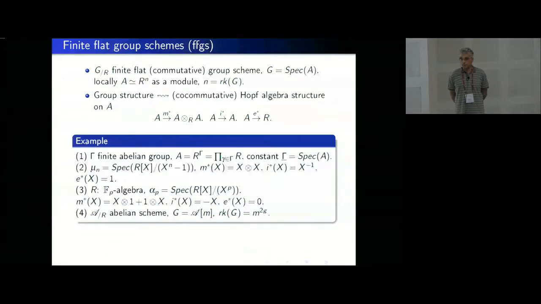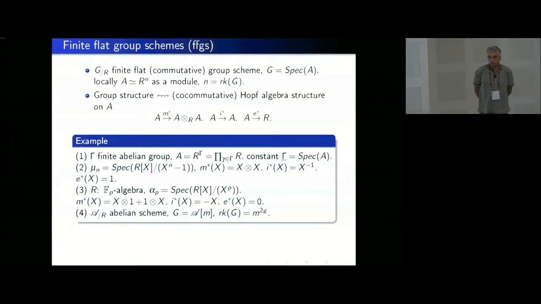And then we have some examples, and I assume that you've seen them, but let's go quickly over these examples. First of all, to any finite abelian group gamma, you can construct a constant group scheme whose Hopf algebra is just R to the power gamma. You have the nth root of unity group scheme, mu n, and in characteristic p, the famous group scheme alpha p, both of which are given very explicitly. You can really write down the Hopf algebra explicitly.